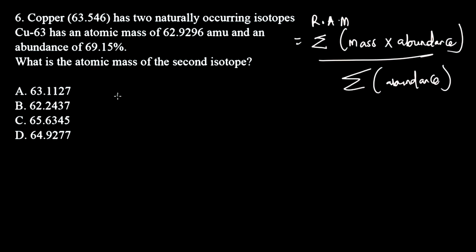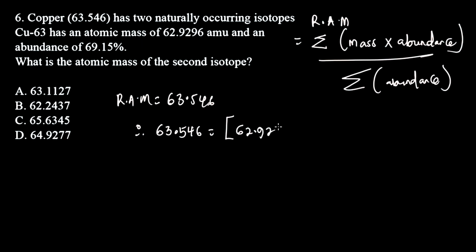We're given the relative atomic mass to be 63.546. So RAM equals 63.546. Therefore we have 63.546 equals, for the first isotope, this is the mass and this is the abundance: 62.9296 times 69.15, plus the second isotope.